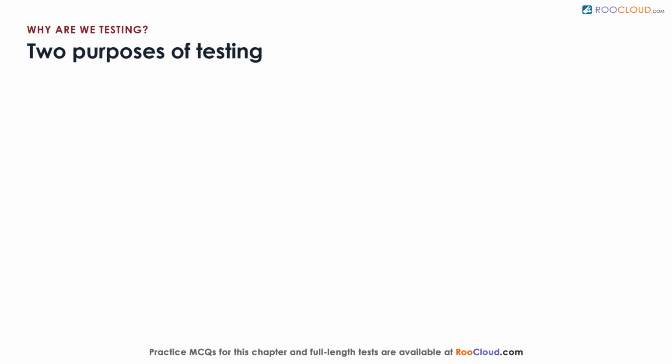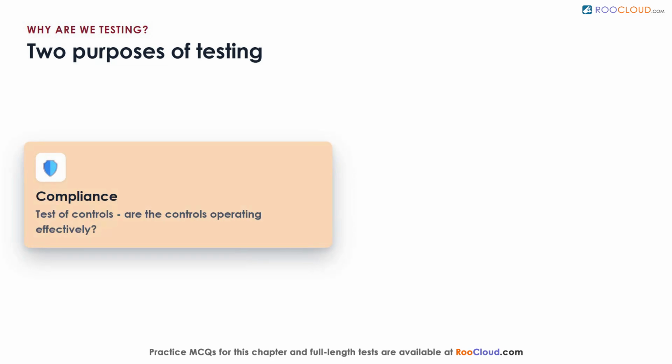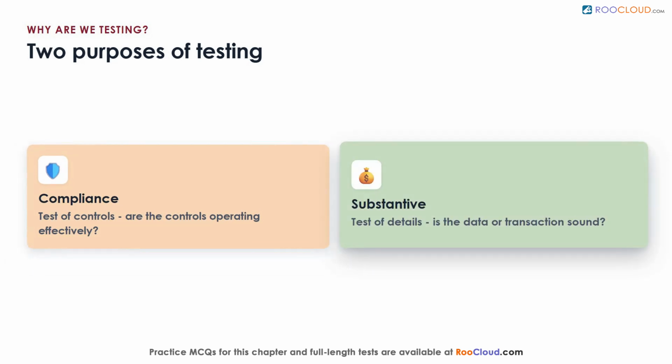So what are the two purposes of testing? The first is compliance testing. It evaluates whether controls are operating effectively. The second is substantive testing. It checks the integrity of actual transactions and data.